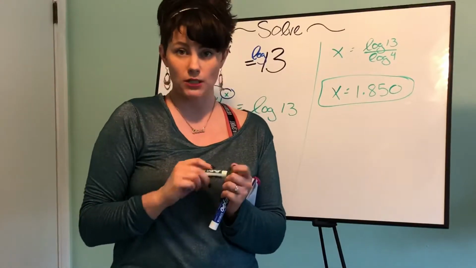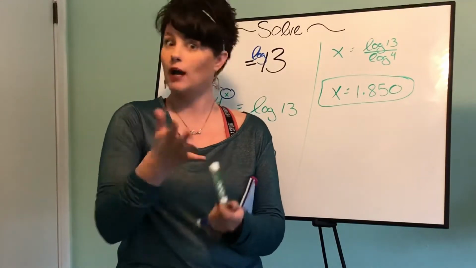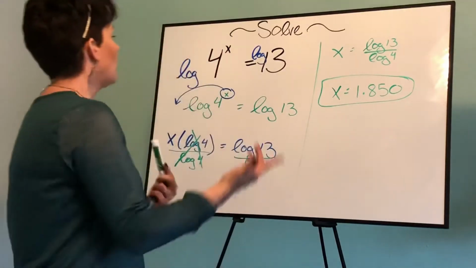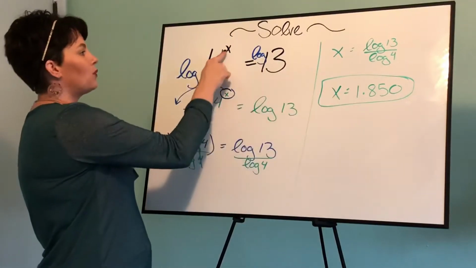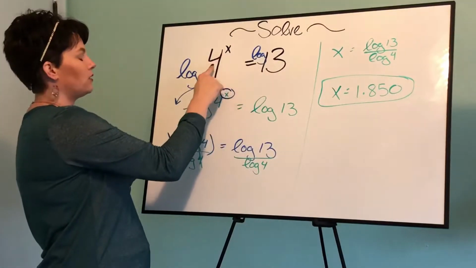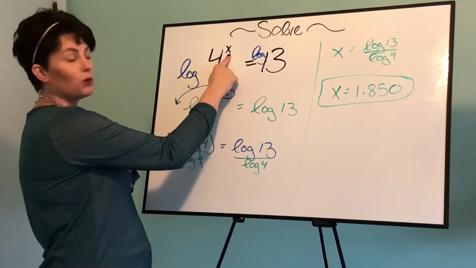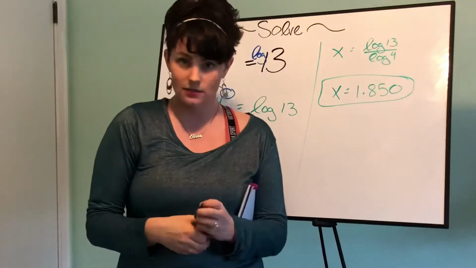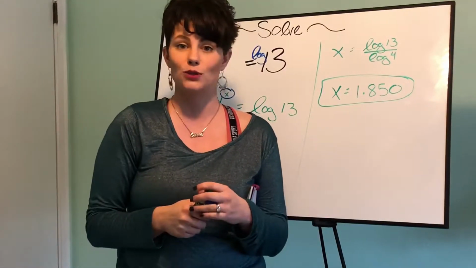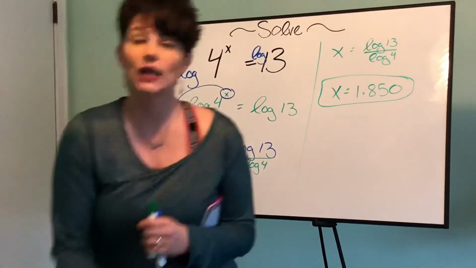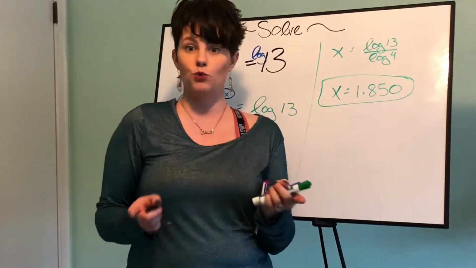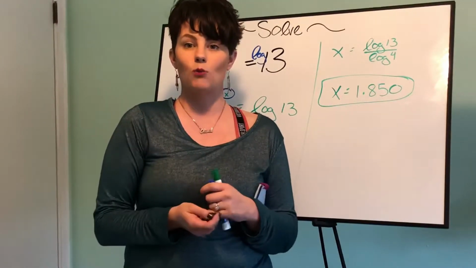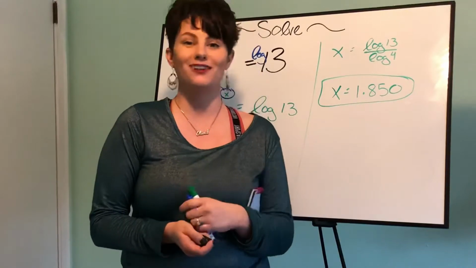If you wanted to know if you did it right, you could always go back and check it. You've got your calculator, so that's amazing. And you could just plug in 1.850 here, and you could find out if 4 to the 1.850 equaled 13. If it did, you're good. If it didn't, then you either did something wrong or you would have no solution. In just a second, we'll look at a very similar example that's just got a few more numbers in it, so you can just see how to do a more complex example with the common logs.